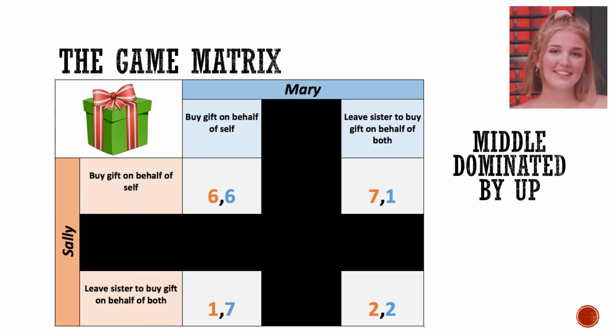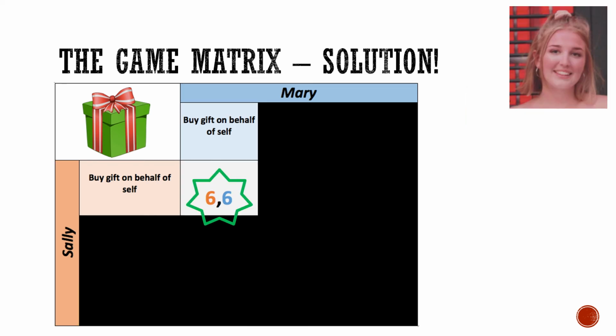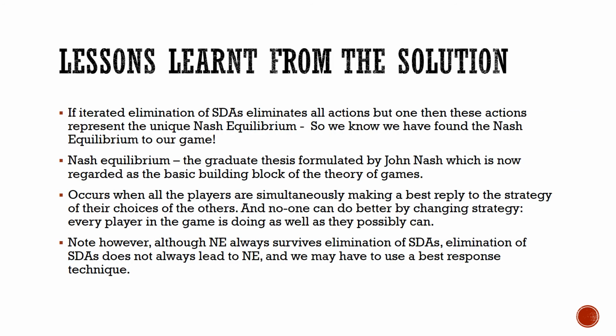Now we go back to looking at Mary's options, and we can see that right is dominated by left as 6 is greater than 1 and 7 is greater than 2. So we remove that. And finally we are back to Sally, and we can see that it's best for her to buy a gift on behalf of herself. So we remove that. And here we can see the solution. So they're both going to buy a gift on behalf of themselves, and that gives 6, 6. Lessons learnt from the solution.